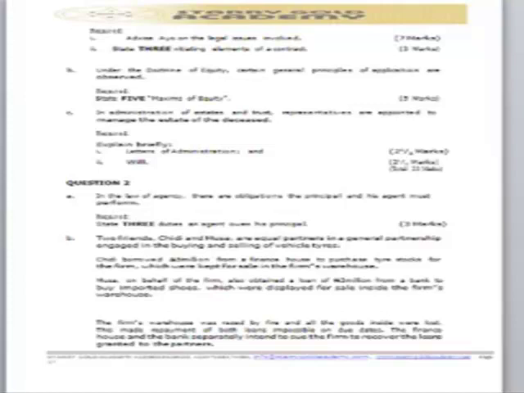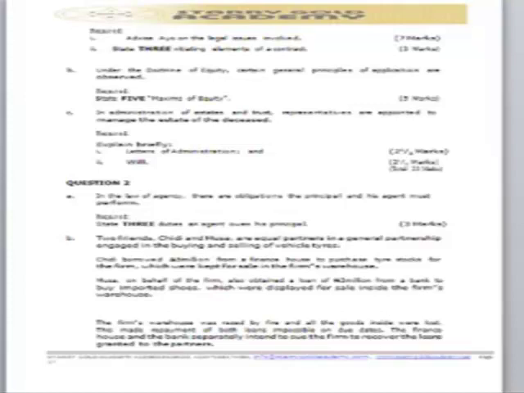Let's also look at number 2. In the law of agency, there are obligations the principal and his agent must perform. Require, say, 3 duties of agent or his principal. That means the duty of agent. So you're just talking about implied duty of an agent. So you just have to state and mention them.